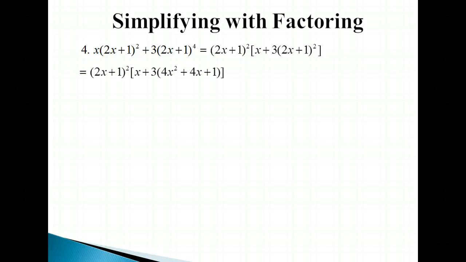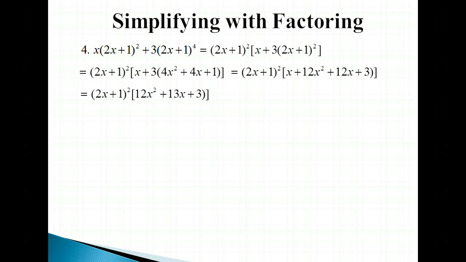So I FOILed out the (2x plus 1) all squared, which gave me 4x squared plus 4x plus 1. Then I need to distribute the 3 and then combine like terms. So we have 12x squared plus 13x plus 3.